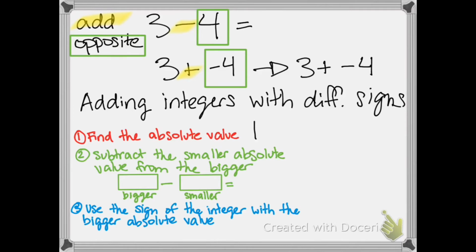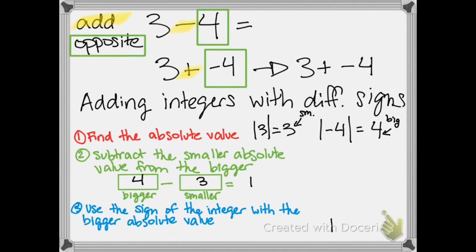We have 3. We need to find the absolute value of 3, which is 3. And then the absolute value of negative 4, which is 4. The 3 is the smaller absolute value, and the 4 is the bigger absolute value. So we're going to move on to number 2. I'm subtracting 4 and 3, and I'm getting 1. So I know that my answer is going to have a 1 in it. I just have to decide whether that 1 is positive or negative.